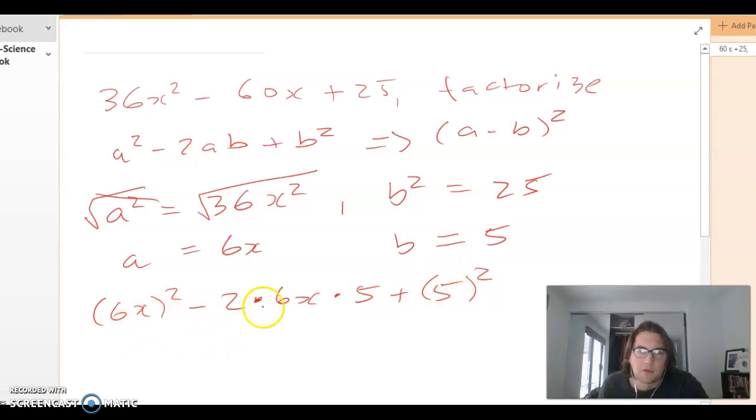And that makes sense because 2 times 6x is 12x. 5 times 12 is 60, which is my original number. So that means I can factorize this into (6x minus 5) all squared.